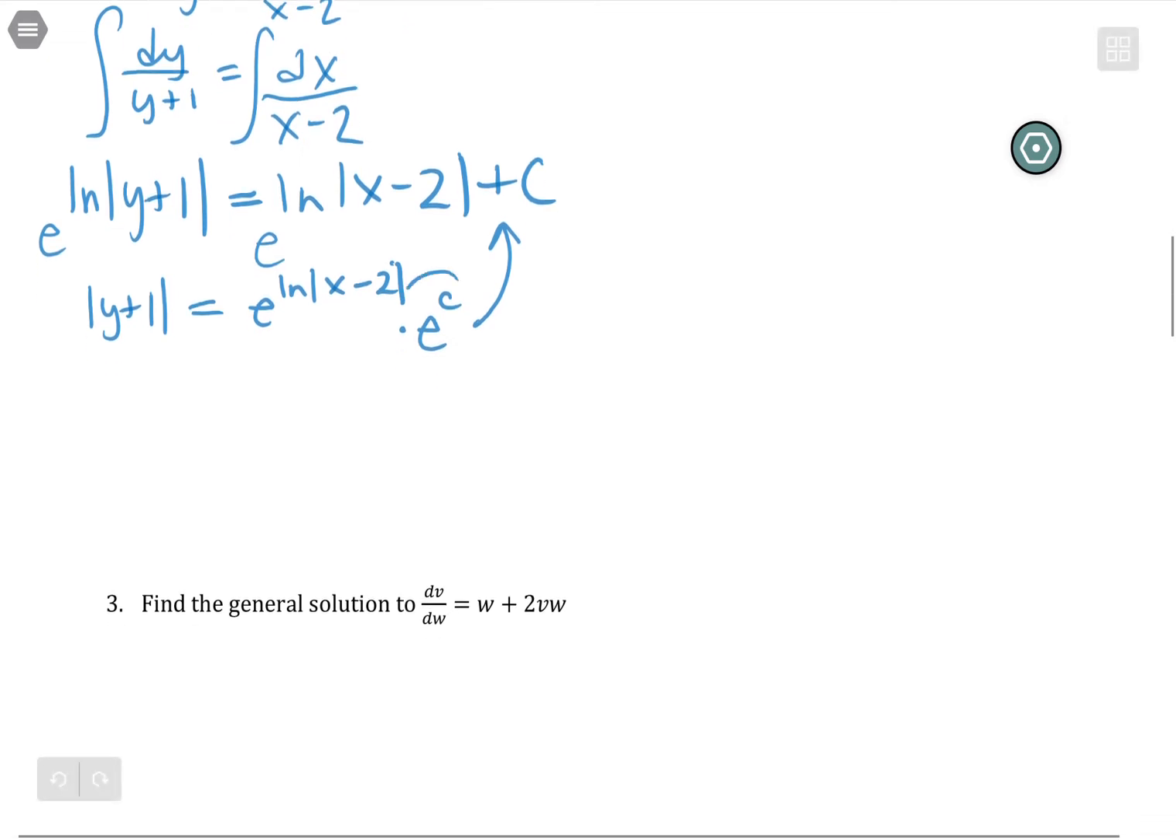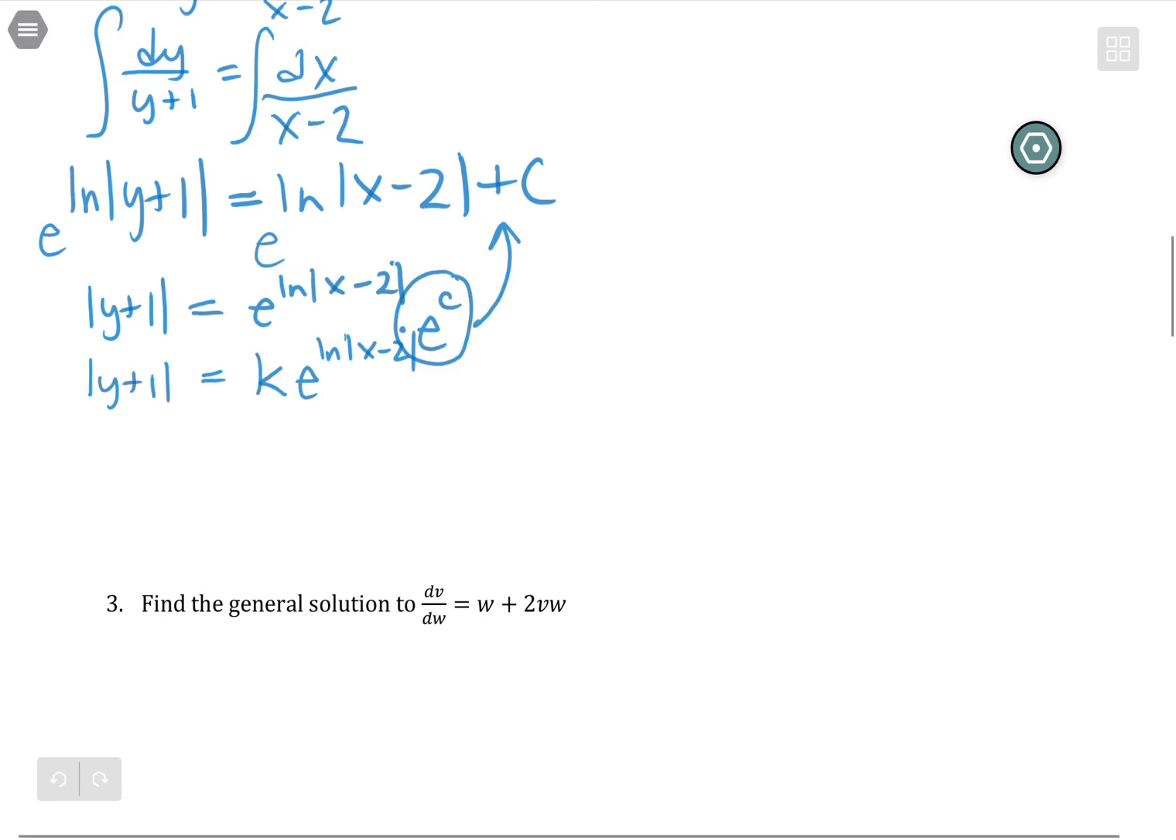This e to the c, c can be any real number. If we're raising e to that power, we're still getting infinitely many different possible constants there, but they can't be negative and they can't be 0. When you raise e to a power, you're only going to get positive answers. So I think I will actually use a different letter there. I'm going to call that k.